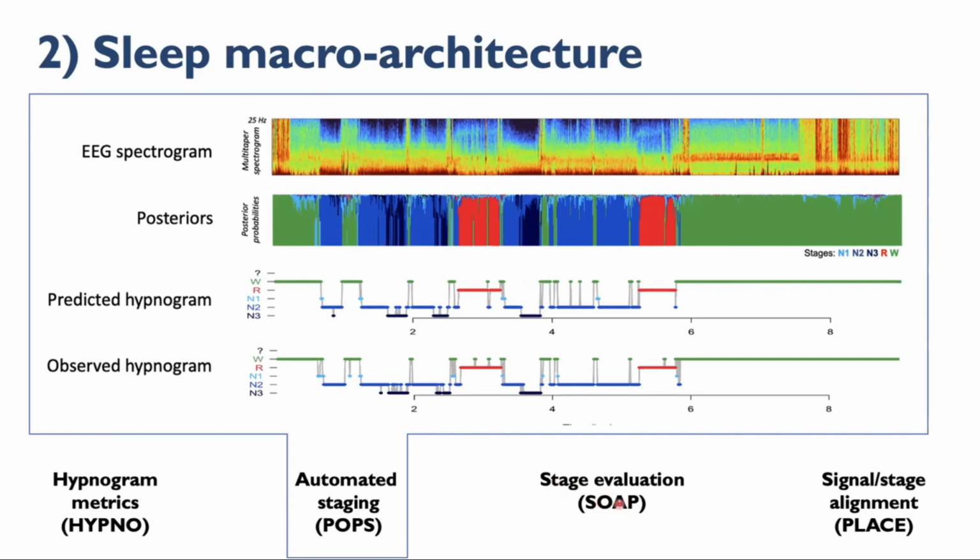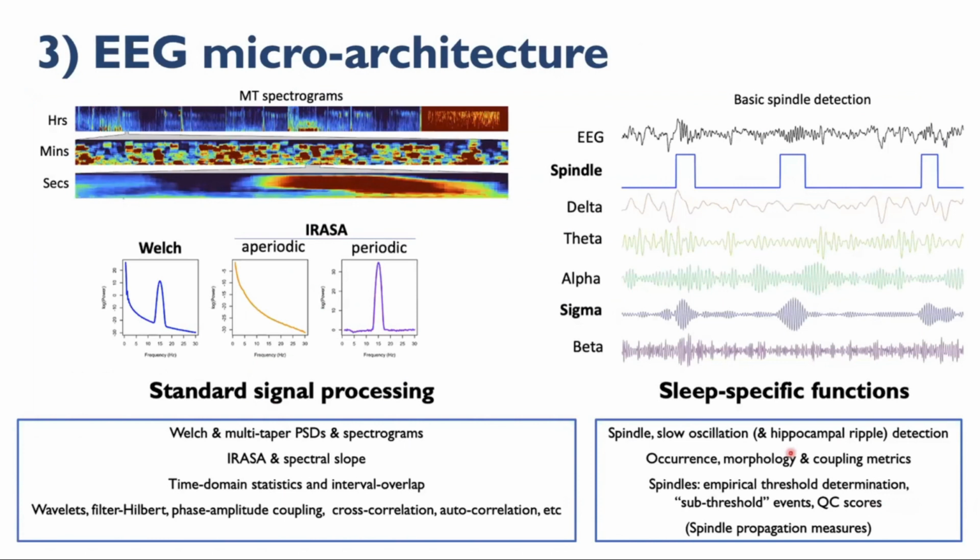And the underlying SOAP model has been extended in various ways to manipulate existing data. For example, it can fill in missing stages, convert manual staging from, say, 20 second epoch to 30 second epoch durations, or even align staging and signal data if timestamps have been lost.